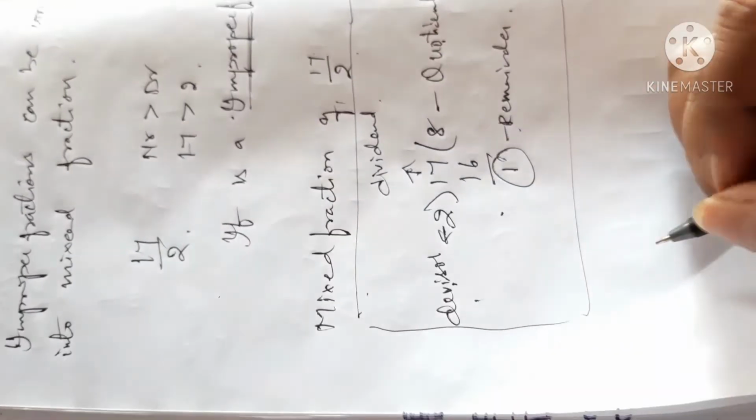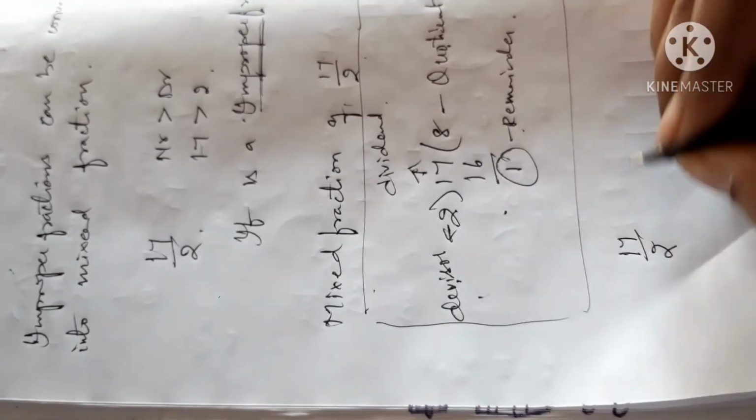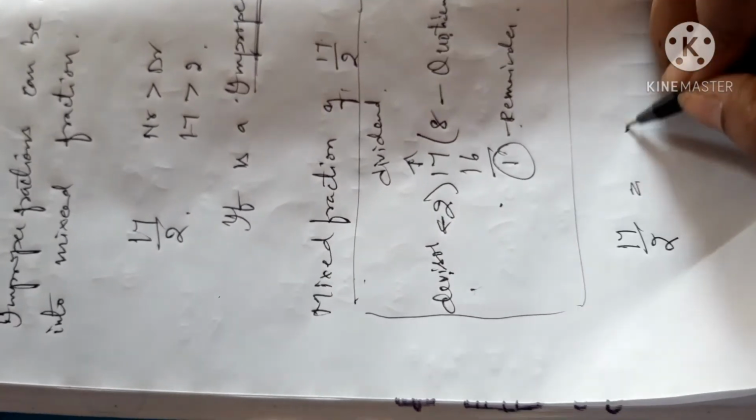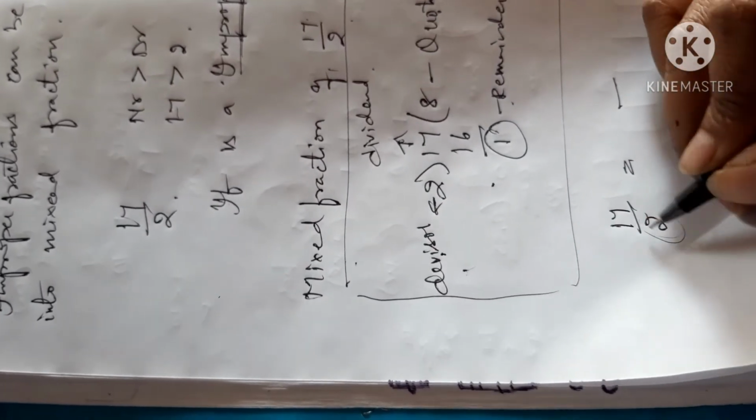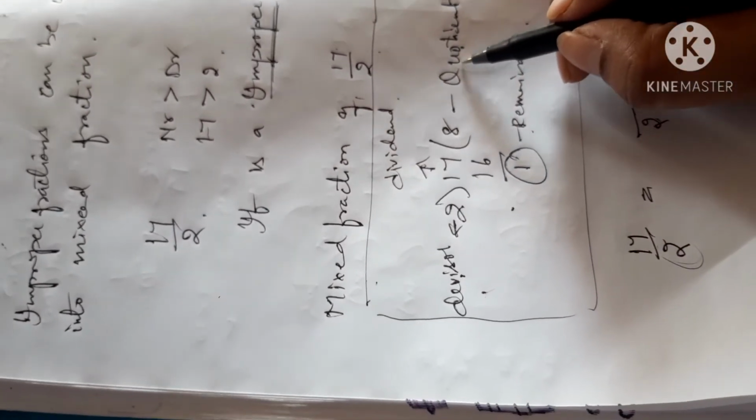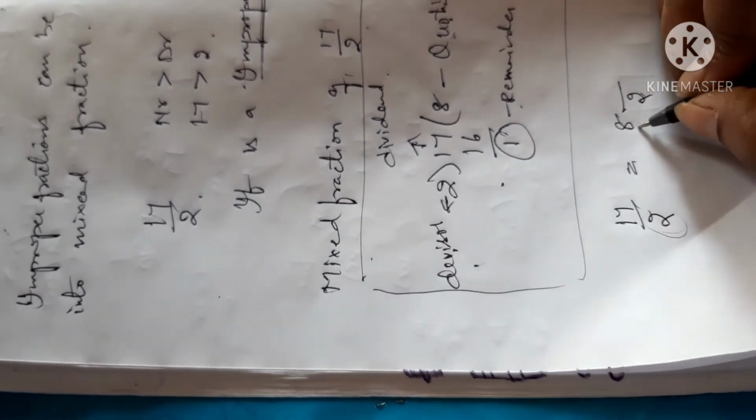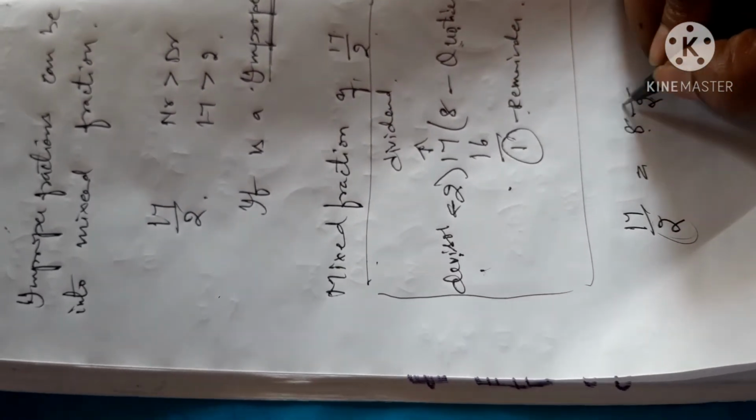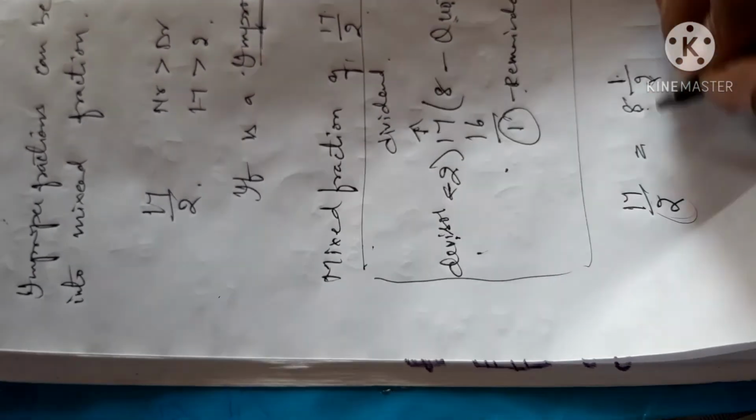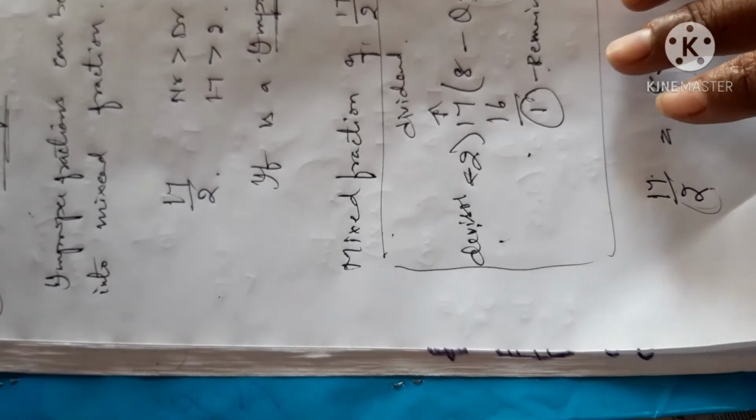So 17 by 2 is an improper fraction. This is converted into a mixed fraction: whatever denominator is there, the same denominator you need to write. Quotient you need to write here. 2 eights are 16. In the place of numerator you need to write the remainder. So 8 and 1 by 2 is the answer. Now let's check a few more examples.